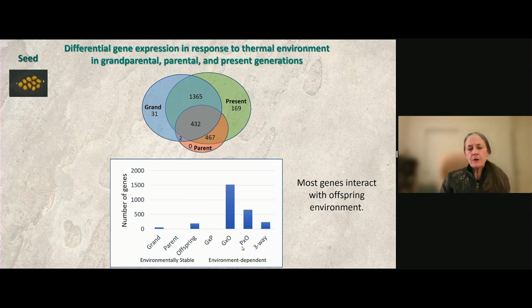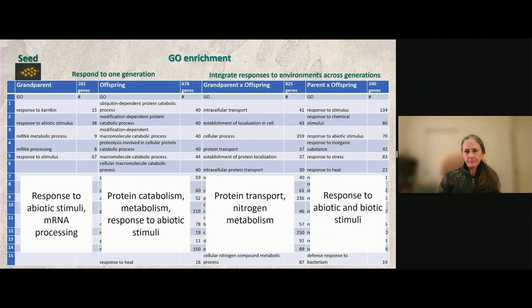One other thing that we observe is that most of the genes that are responding to the ancestral environment, their expression is also highly contingent on the present environment. There are very few genes that are responding to the ancestral environment in a way that is stable and unconditioned on environmental variation subsequently.